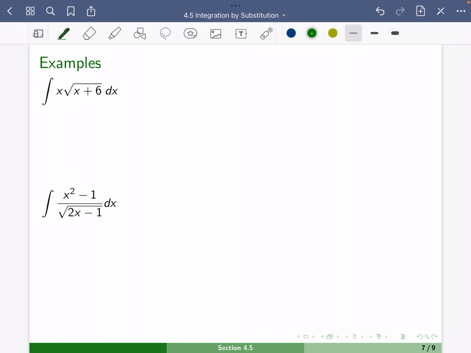Here we have x times the square root of x plus 6. We see the square root of x plus 6. That is a composite function. The inside function is x plus 6. So we might consider saying u is equal to x plus 6, and du then is just equal to dx. So we could rewrite this as the square root of u du. But then we still have this x out in front. So how do we deal with that?